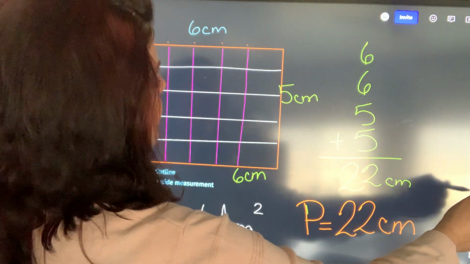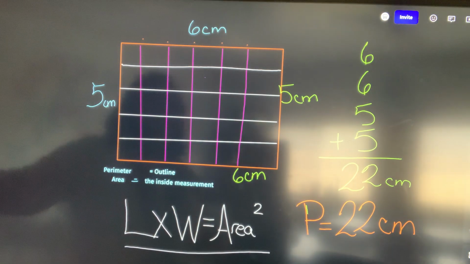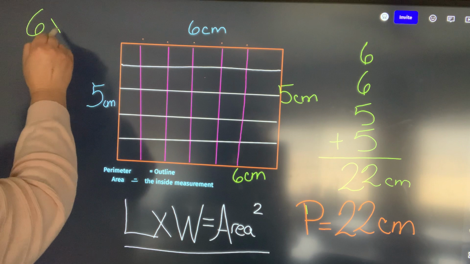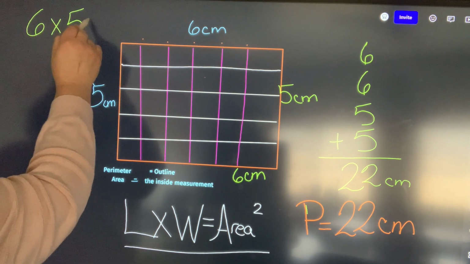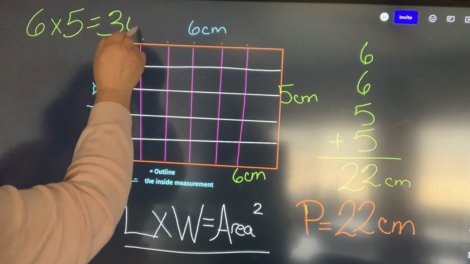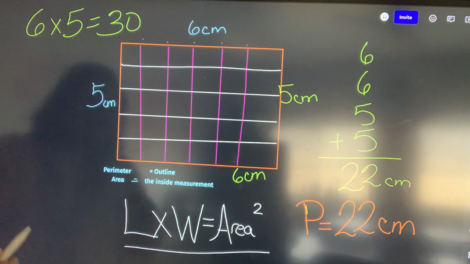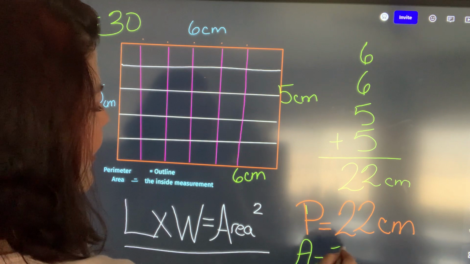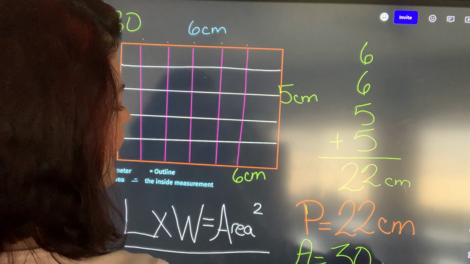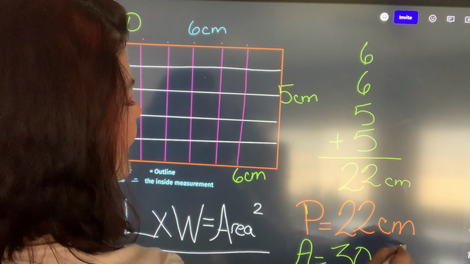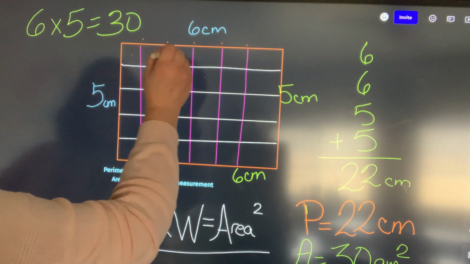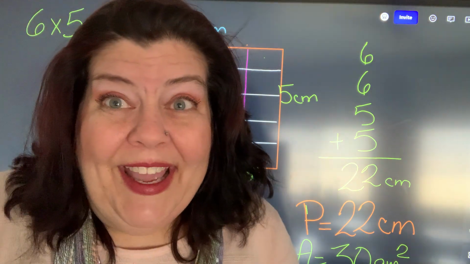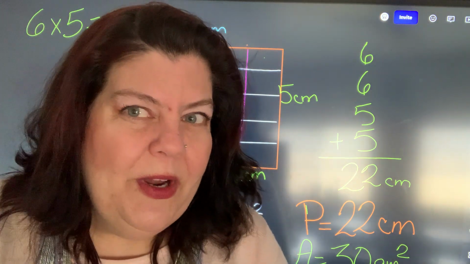How many squares did we say were there already? We had said there were 30. So 6 times 5. Well, would you look at that? That is 30. So your answer is your area equals 30 centimeters. And don't forget to square it because it's all about the squares when it comes to area. Okay, how is that? Should we bring it up a notch?